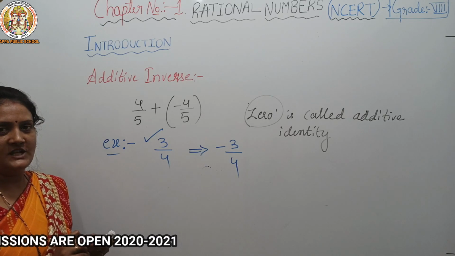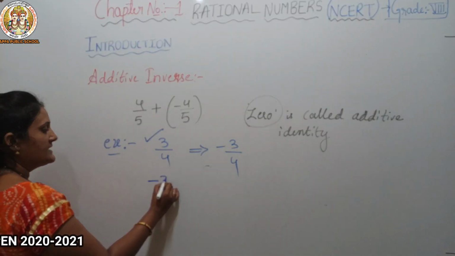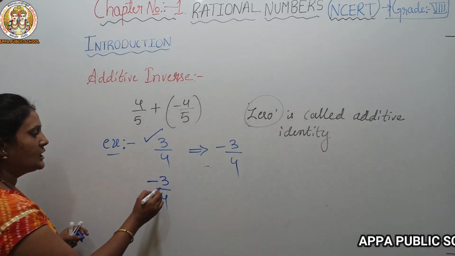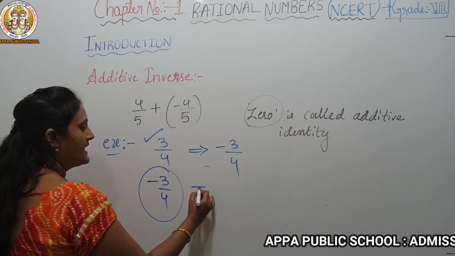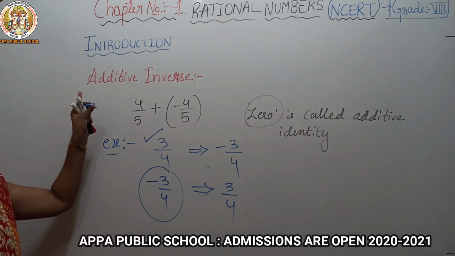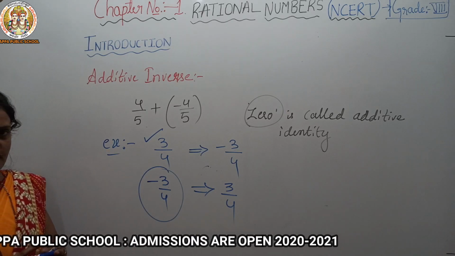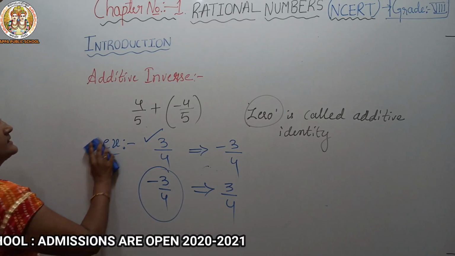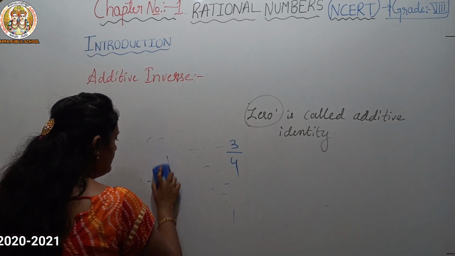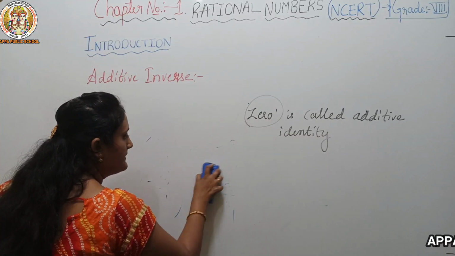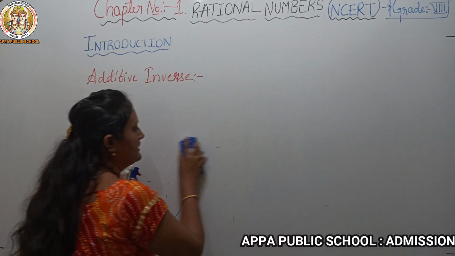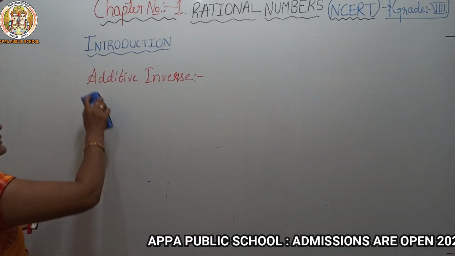Only the sign will change, and vice versa. If the question is minus 3 by 4, what is the additive inverse of minus 3 by 4? That will be plus 3 by 4. Only the sign changes in this. So this is the additive inverse. Okay, clear? Next we'll go for the multiplicative inverse.